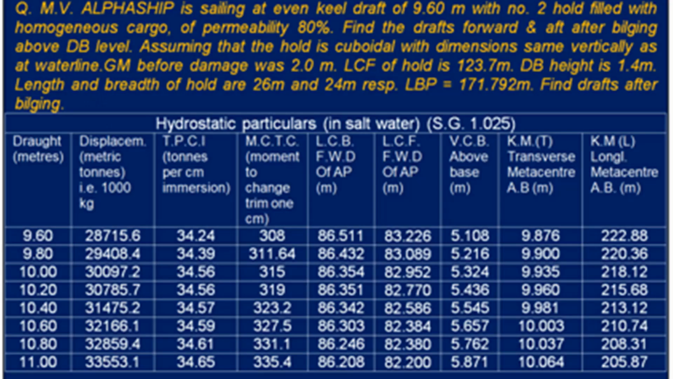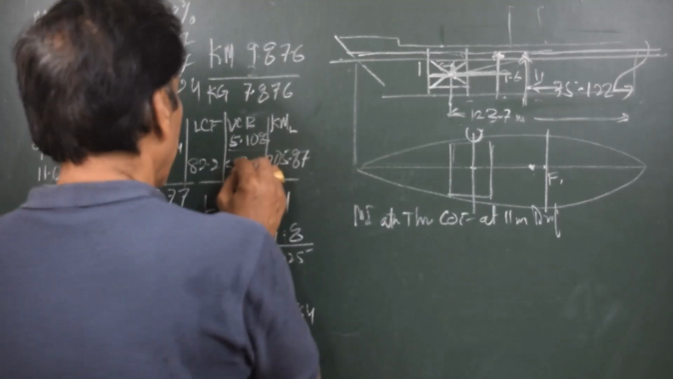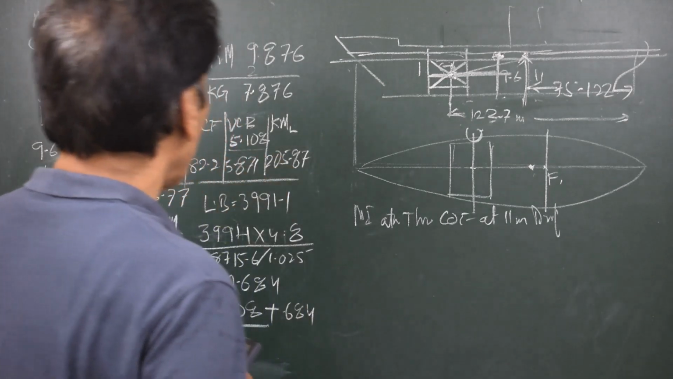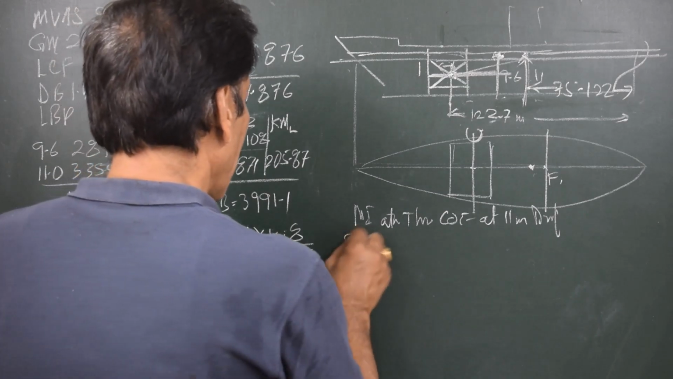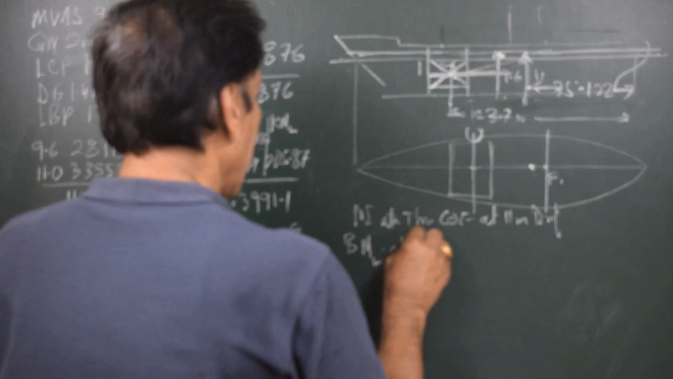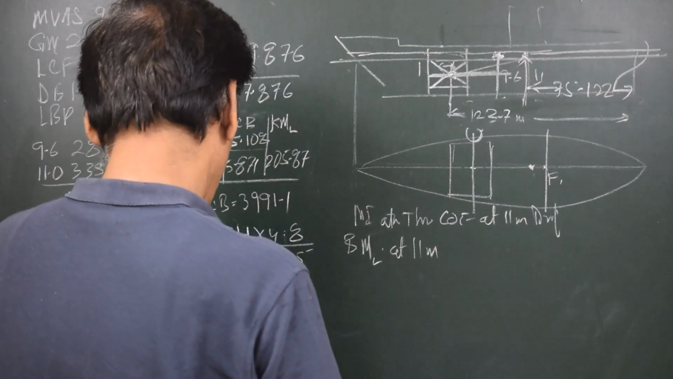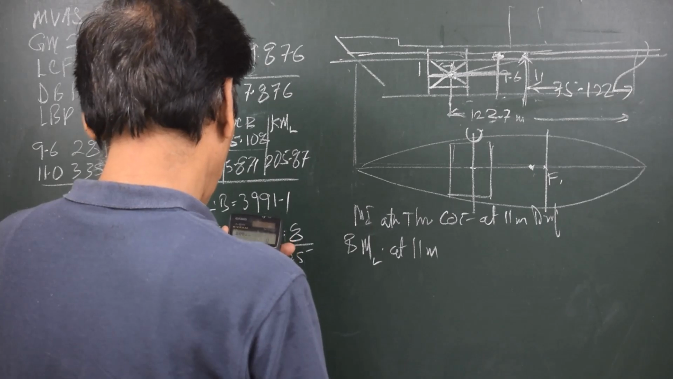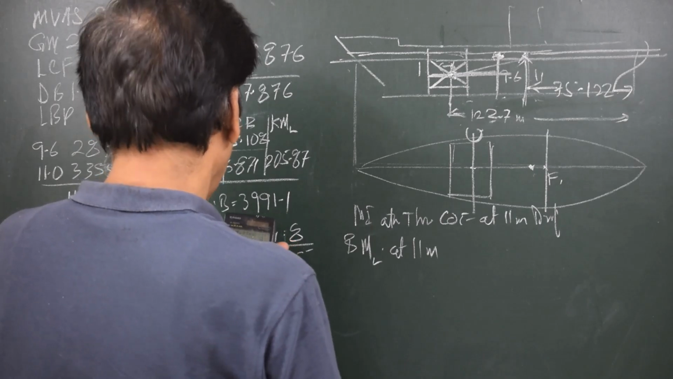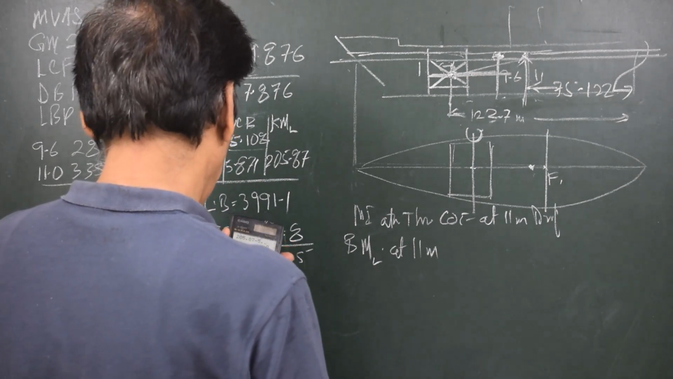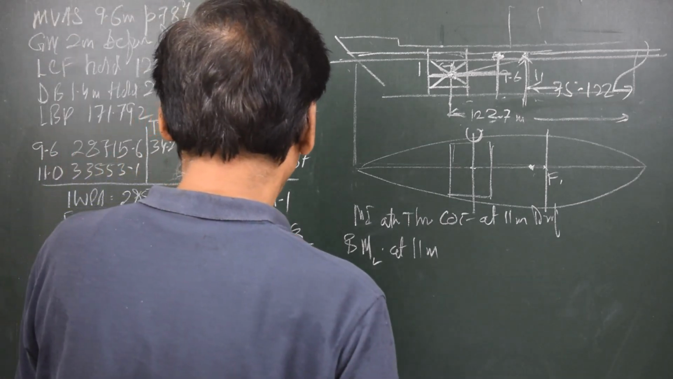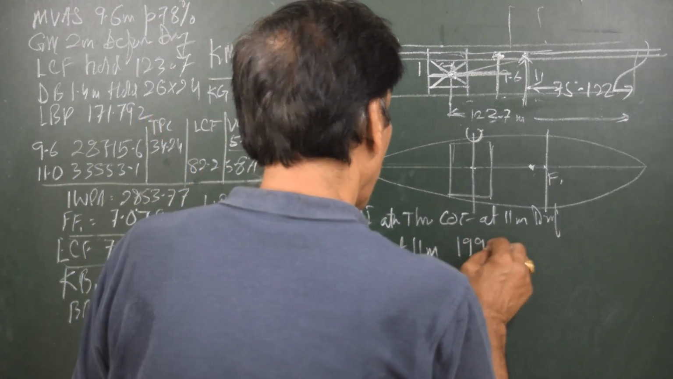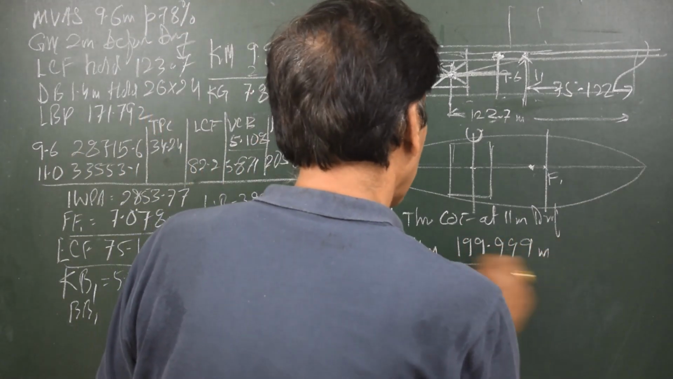At 11-meter draft, I know what the KB is. For 11 meters draft, the KB is 5.871. And I know KML is 205.87. So BML at 11 meters is 205.87 minus 5.871. So that is 199.999 meters. That is the BML.